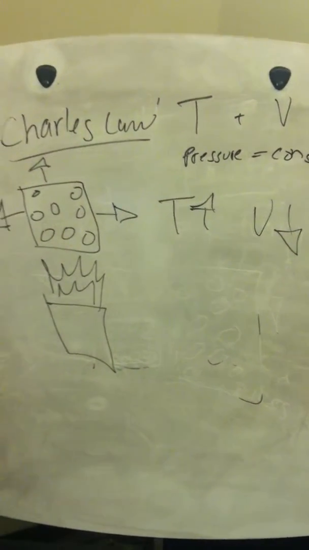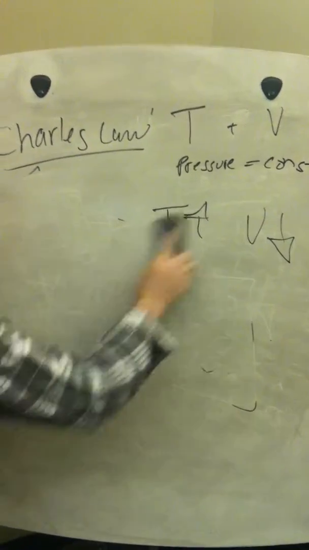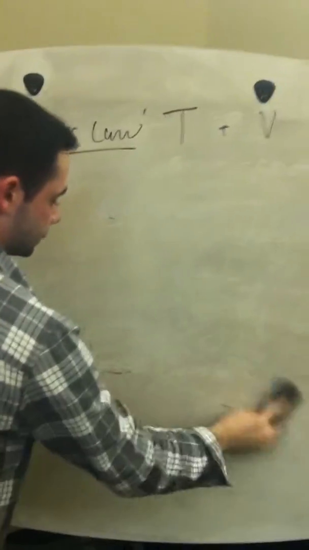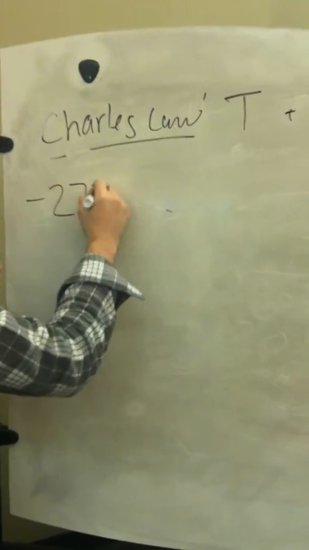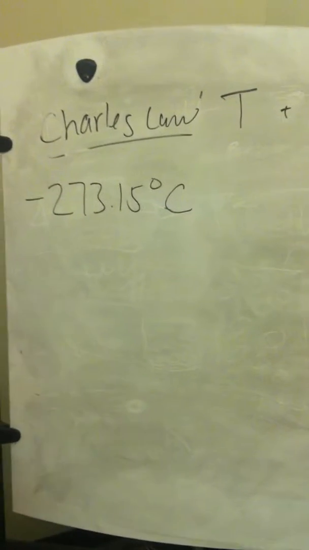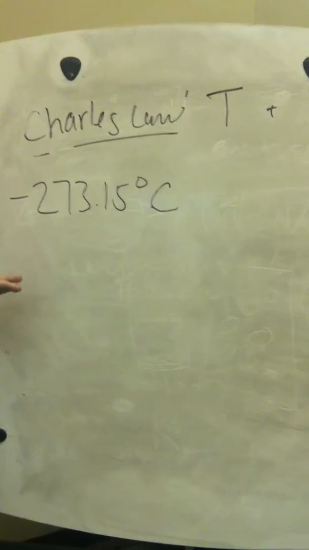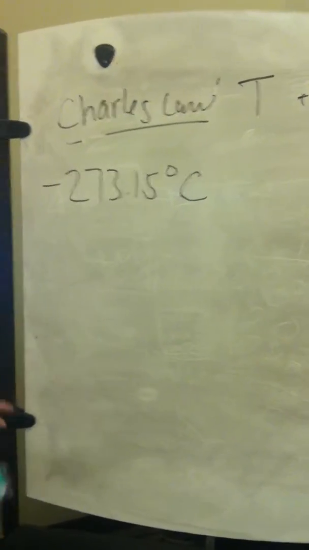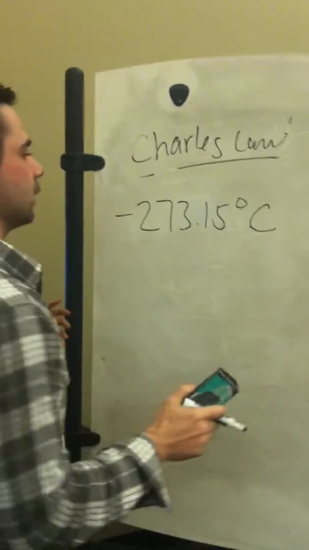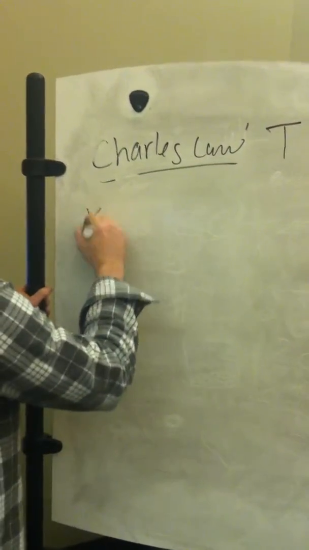So, when solving a problem dealing with Charles' Law, it's important to remember to use Kelvin, as we mentioned earlier in the video. Negative 273.15 degrees Celsius is the lowest possible temperature. You do not want to use this or any negative temperature when dealing with problems because it could result in a negative volume. And you don't want that. It doesn't make sense to have a negative volume. So what you do is you deal with Kelvin.